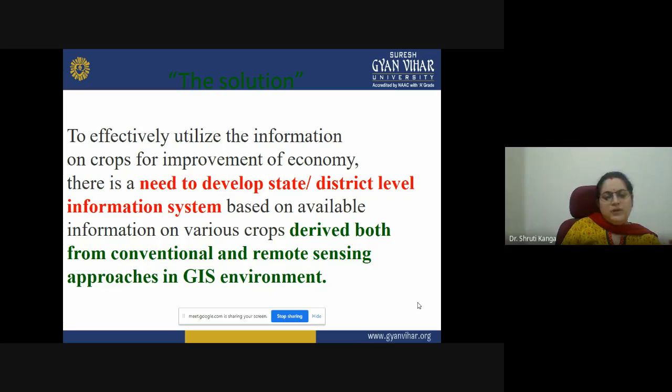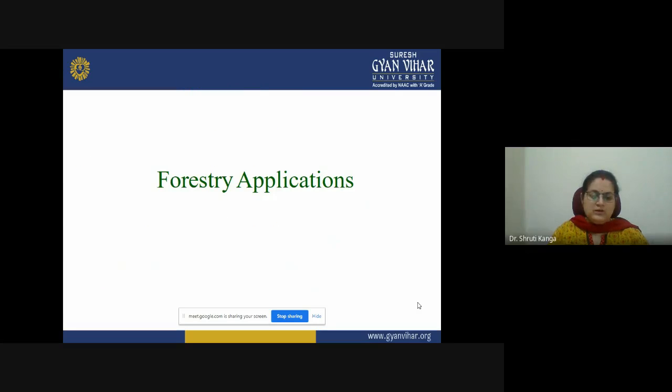So, and GIS helps in the collaboration of these conventional and remote sensing based data sets in a single platform, where we can correlate all these things and utilize them in a better manner for improvement of the economy at various levels, at village level, at state level, at district level, at block level, or the country level. Okay, so this is the solution. This means remote sensing, GIS, and conventional data integration.